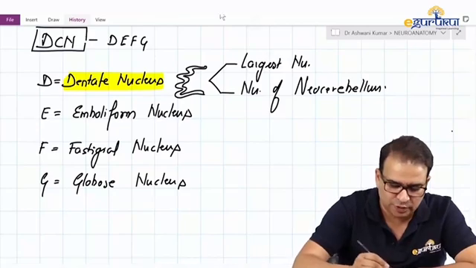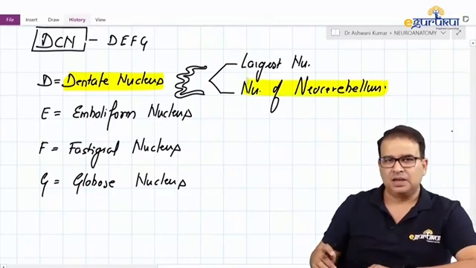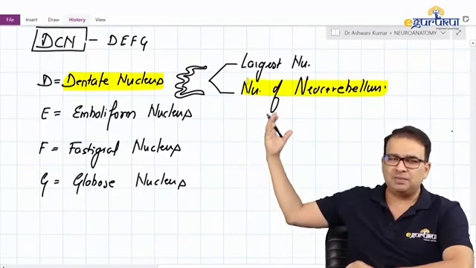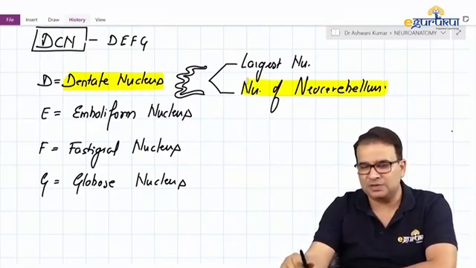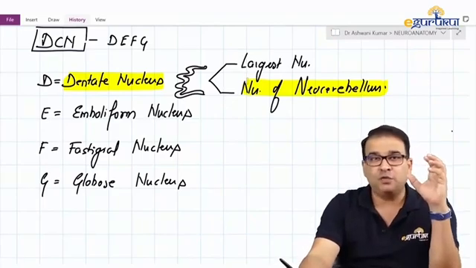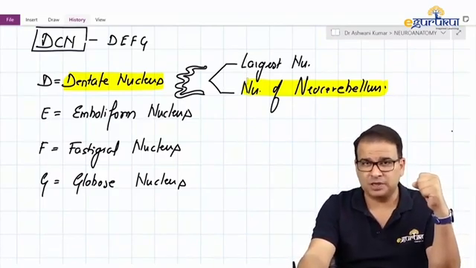It is a nucleus of neocerebellum. Now understand this point here when I say nucleus of neocerebellum. Some of these nuclei are nuclei of neocerebellum, like this one, then a nucleus of paleocerebellum. So what do you mean by nucleus of neocerebellum? Which part of the cerebellum was neocerebellum? It was the posterior lobe.